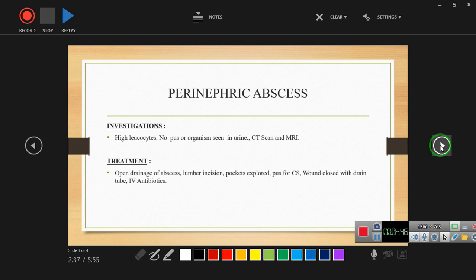IV antibiotics, analgesics, and anti-inflammatory drugs are given. Post-operatively, antiseptic dressing is done, and the patient settles down in a week's time.